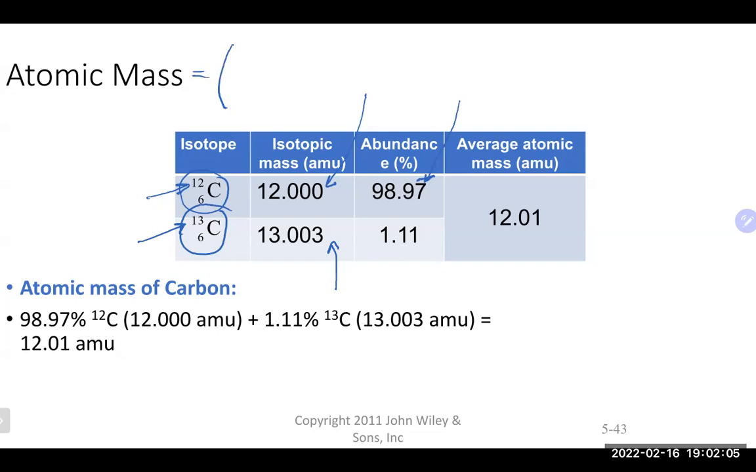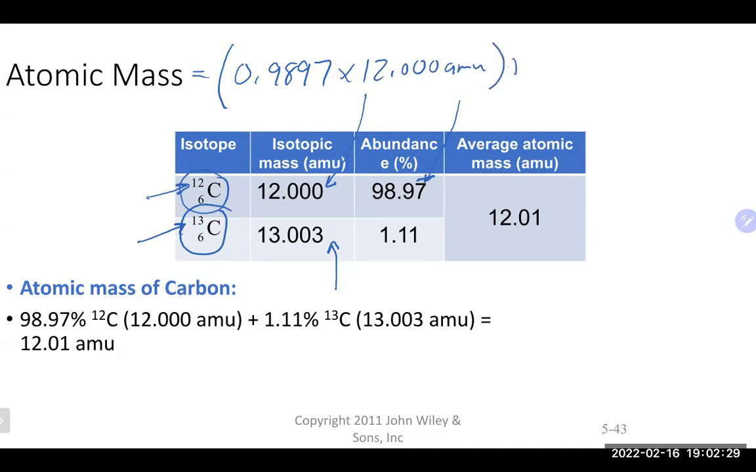So if we were to do this, like we have down there, the atomic mass would equal our first isotope, which is the carbon-12. You can move the decimal place 2 places to the left. It'll be 0.9897, which is 98.97% divided by 100, basically. You could do that too if you want to divide it by 100. We would times it by 12.000 AMU. And that is our first isotope.